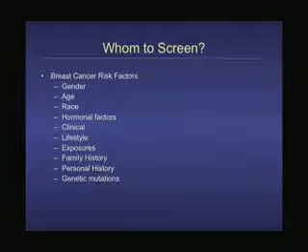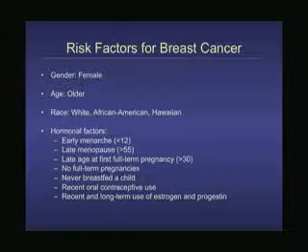Who do we screen? Let's look at the breast cancer risk factors, right? Who's at highest risk for developing breast cancer? There's these different types of risk factors. Gender, we know female over male. Okay, it's going to happen in women, typically older women. There's certain races that are more affected, white, African American, and Hawaiian descent. Hormonal factors, the unopposed estrogen theory. So the earlier you got your period, the later you get menopause, if you haven't had children, all of those reasons, having too much estrogen around places you at slightly increased risk.